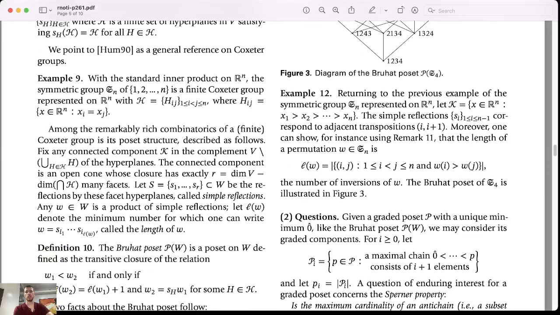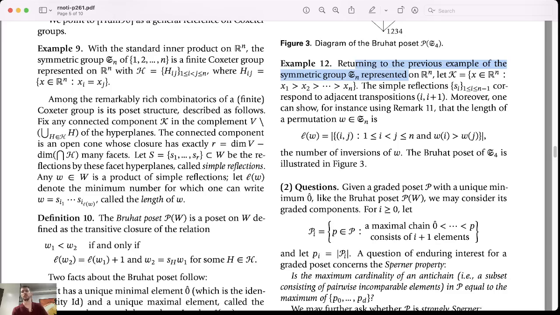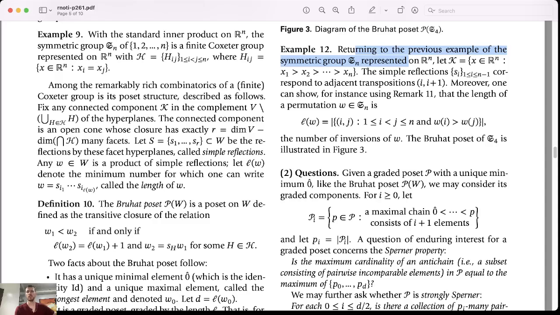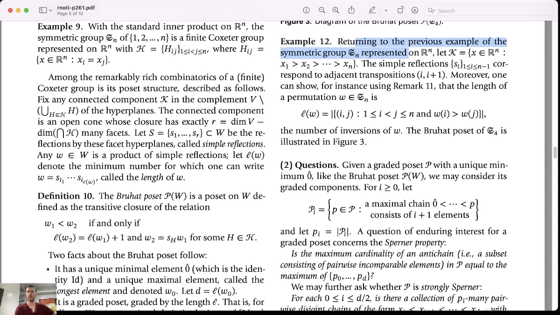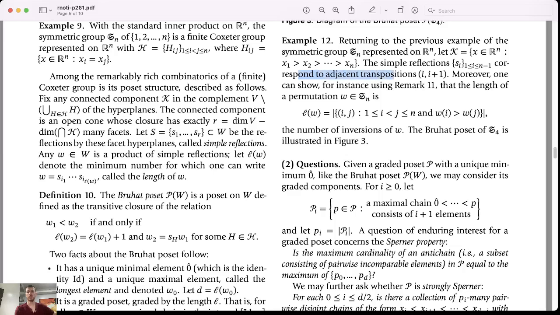Example: returning to the previous example of the symmetric group on n represented by real n-space, let 𝒦 equal the set of x in real n-space such that x1 > ... > xn. The simple reflections si, 1 ≤ i ≤ n−1, correspond to adjacent transpositions, transposing i with i+1.